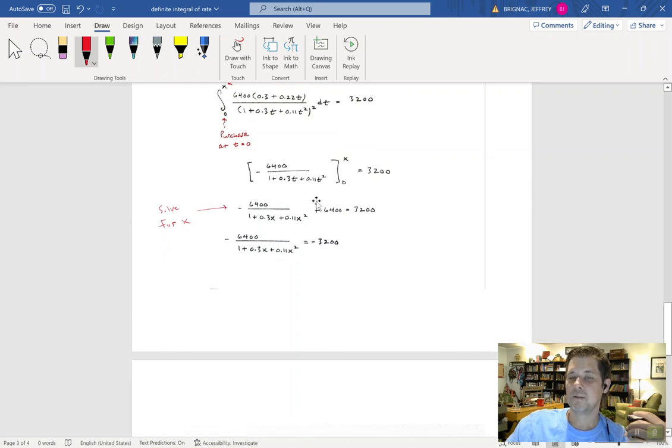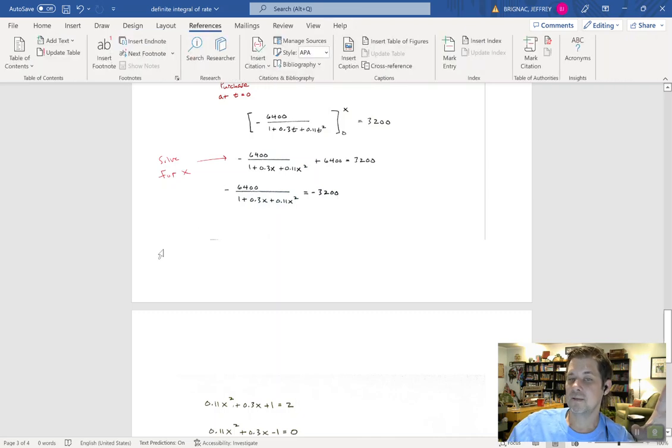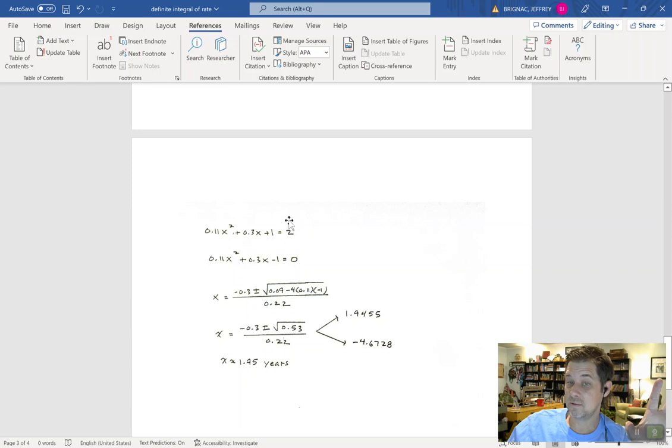And then I'll know how long it's going to take for the truck to depreciate $3,200. Now, at this point, we're in the realm of algebra, and I'm going to move things around and figure out some way to solve this equation to get my answer. So here's what I would do. I subtract 6,400 from both sides, and that makes this negative 3,200. And then I cross multiply. Suppose I multiply both sides by this part right here, 1 plus 0.3x plus 0.11x squared, and suppose I divide by negative 3,200. That'll give me 6,400 over 3,200. That's 2, and then that other stuff shows up on the opposite side.